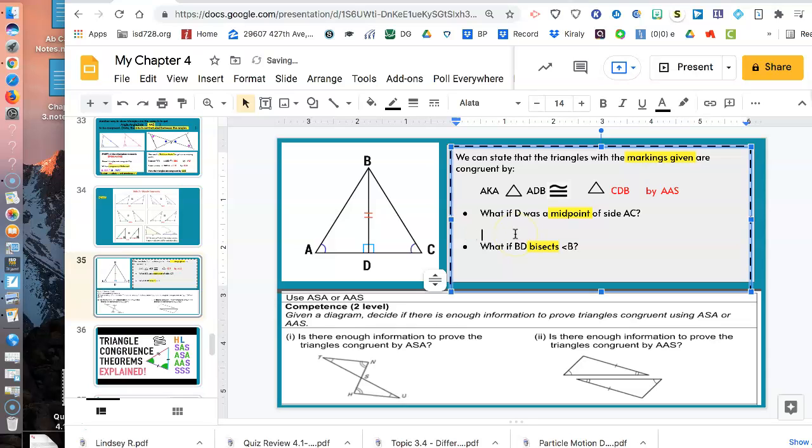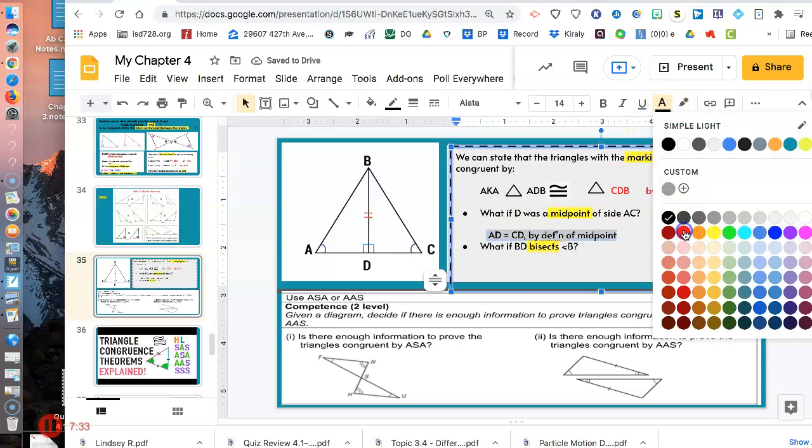What if I said D was the midpoint of side AC? D is right smack in the middle. Then I could use that to know that the length of AD has to be equal to the length of CD, or the segments are congruent. And I would say by definition of a midpoint. So let's type that in. By definition of a midpoint. That's a pretty common one, right? And when we add stuff, I think I like to put it in red.